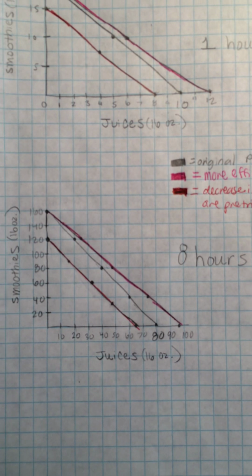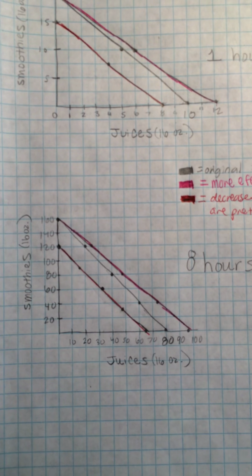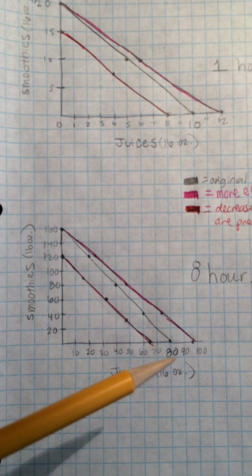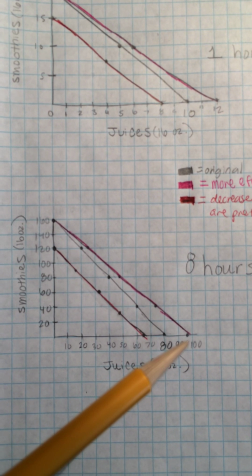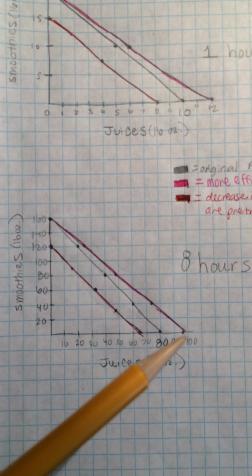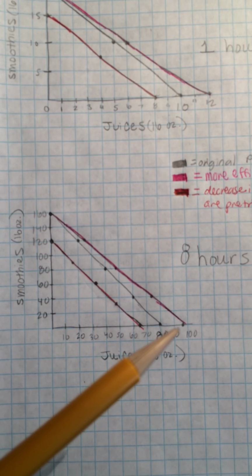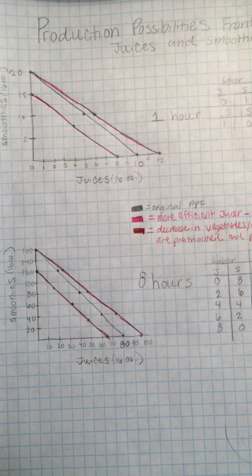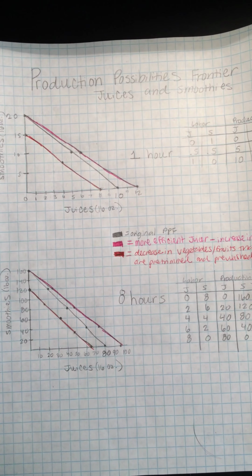This also translates over an 8-hour time period as well. So now, instead of being able to produce only 80 juices over the 8 hours, I can now increase my production to 96 juices. And that is all because of that increase in technology for the juicer.